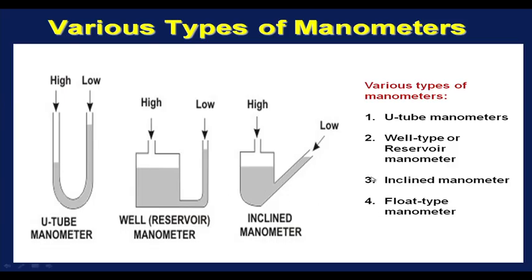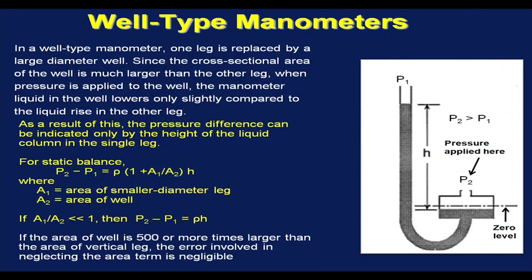So, the various types of manometers can be U-tube manometers, well type or reservoir manometer, inclined manometer and float type manometers. Let us now look more closely at a well type manometer. In a well type manometer, one leg is replaced by a large diameter well. If you remember the U-tube manometer, this would have been like this, but this leg has been replaced by a large diameter well.